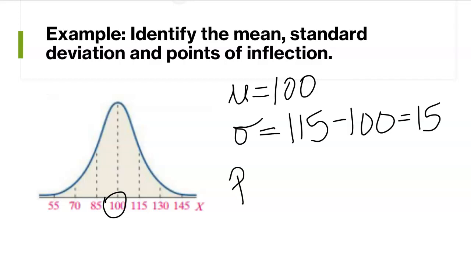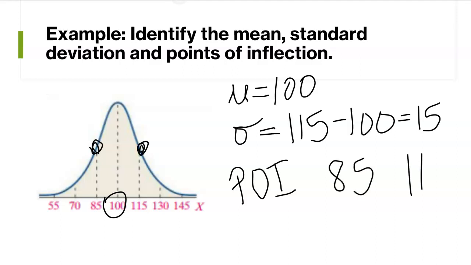My points of inflection, I'm going to say POI for points of inflection. Those are the points that are 1 standard deviation from the mean. So here and here. So that happens at 85 and at 115. That's where the points of inflection occur. All right. So this is how you will look at the normal curve and find the mean and the standard deviation and the points of inflection.